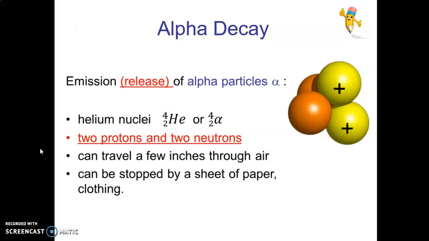When you release alpha particles, they can travel only a few inches through air. So this doesn't produce a major nuclear bomb, okay? It's pretty much like throwing a piece of paper across the room. It only travels a few inches. That means that alpha particles are not very strong. You can easily stop it with a sheet of paper or some clothing.